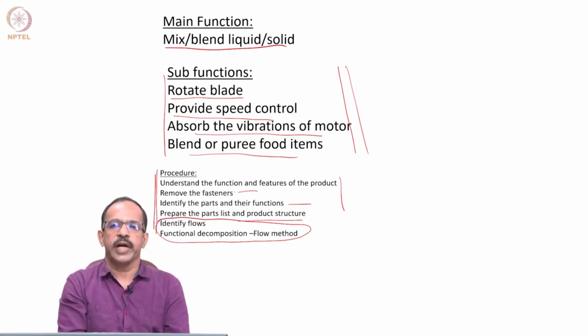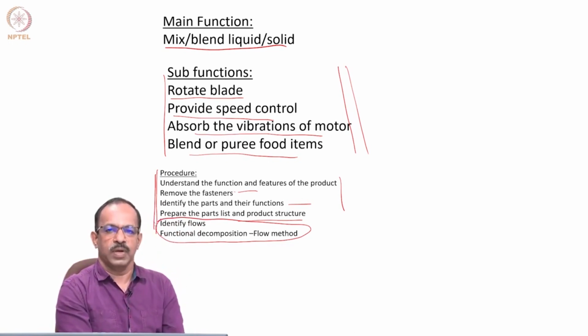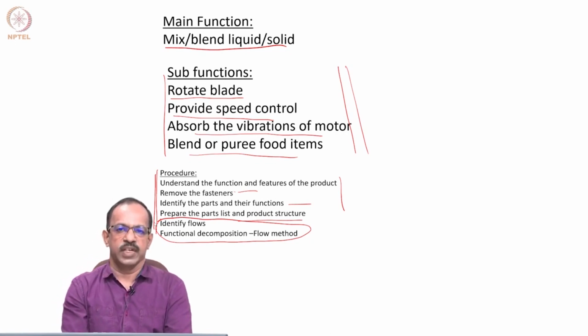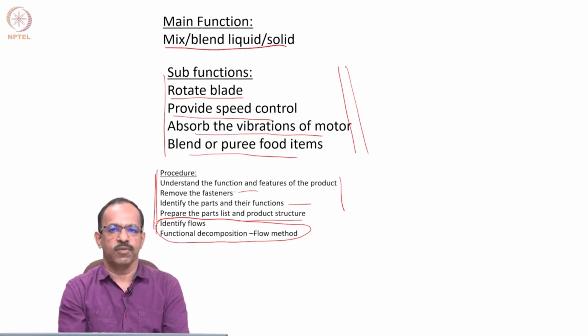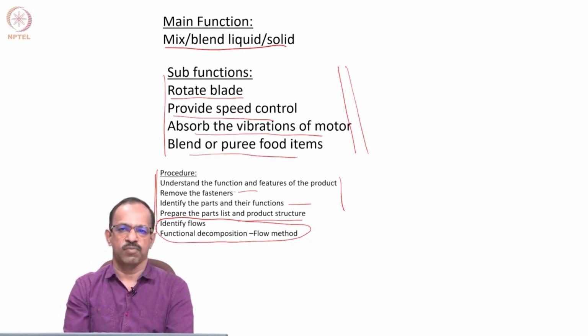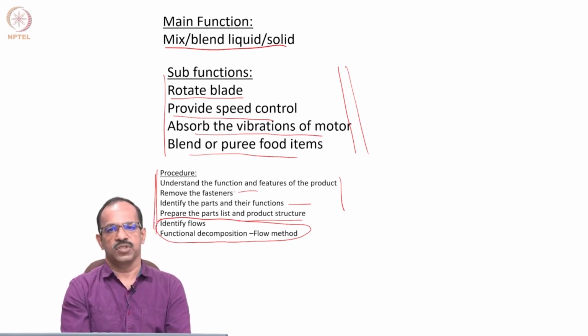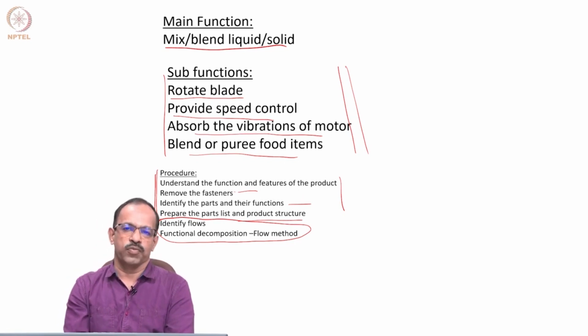So here you need to identify the main flow. By now you must know what we mean by a flow. You can have an energy flow, or a material flow, or an information or signal flow. That is the input to the system, and then there will be an output of these flows also.